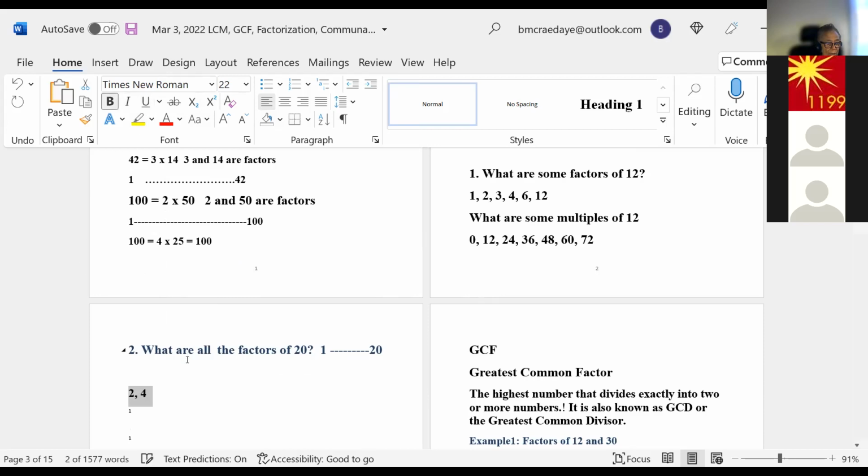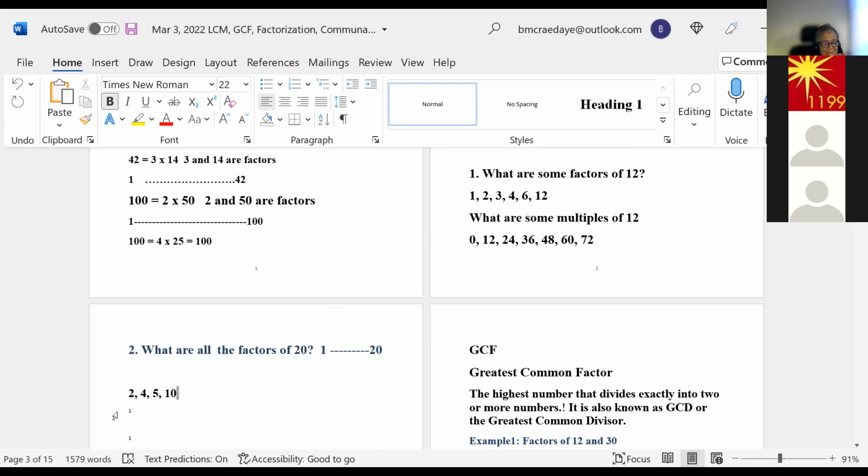Okay. So you got 2, 4. What's another one? 5, you said. Okay. Anything else? 10. Any other? Okay. So we've got the 1 and the 20 up here, and we're putting factors in between. So between the 1 and the 20, you put 2, 4, 5, 10. Are there any other factors, Mercedes?